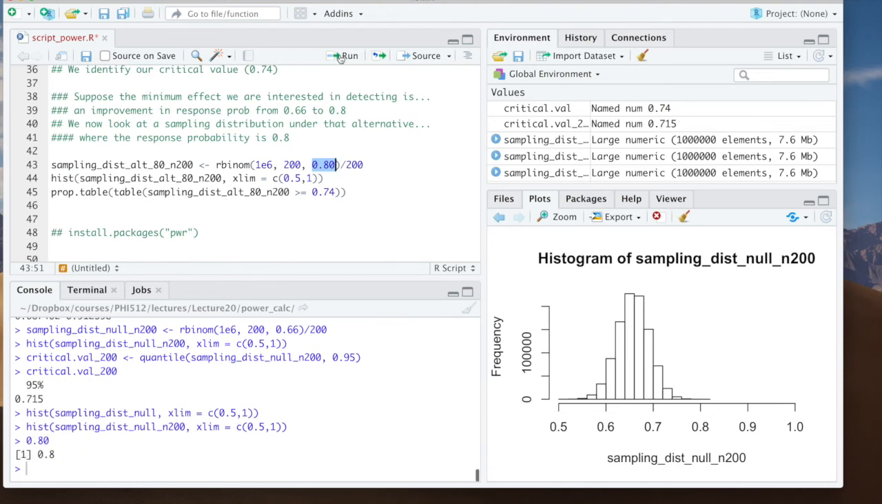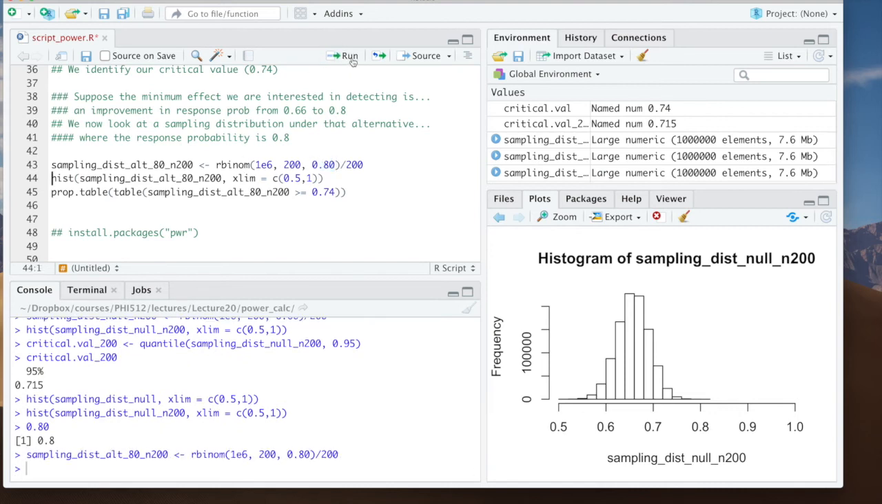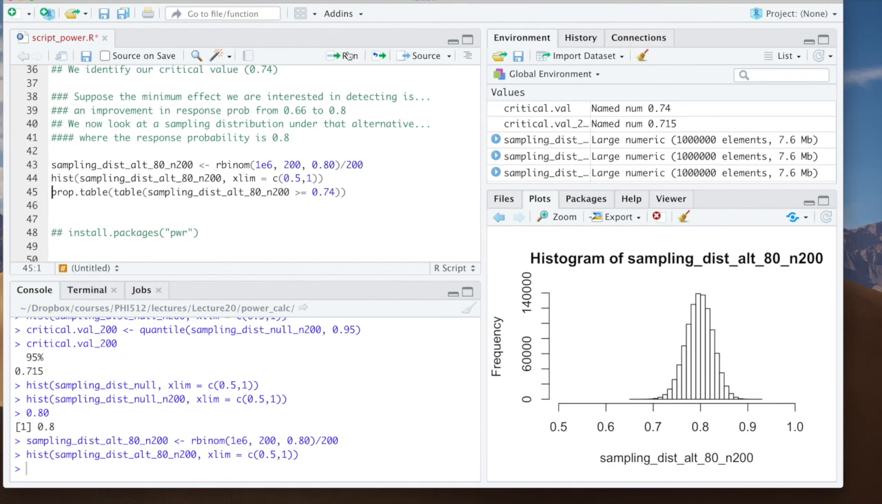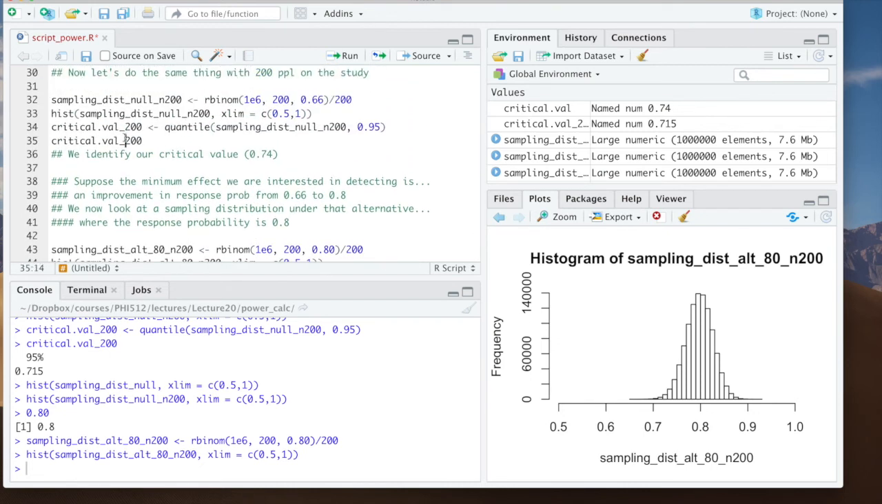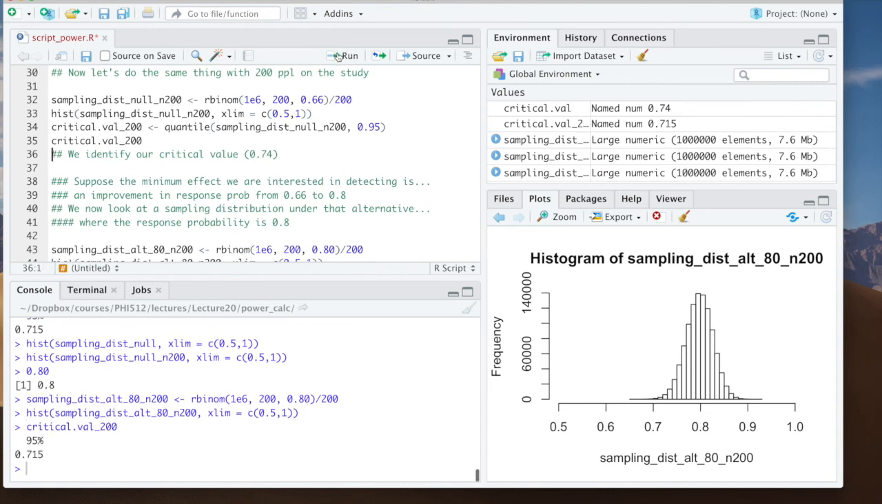So I run this line. This now has run 1 million different trials, each enrolling 200 people, where each person has an 80% probability of responding or improving. I can look at a histogram for this sampling distribution. And again, what I'm going to do is compare this histogram to the cutoff that I identified above, right? So what cutoff did I identify above?